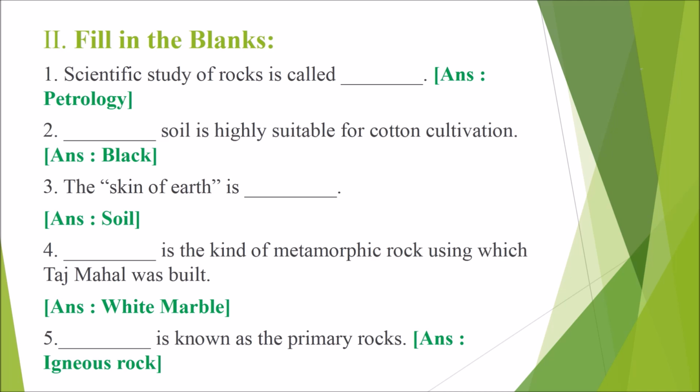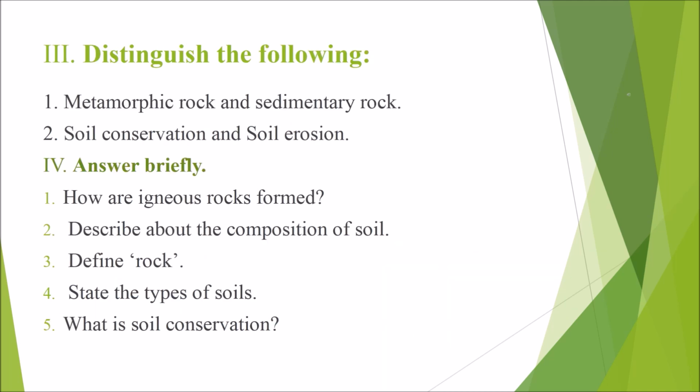Question number 3. The skin of earth is dash. Answer is soil. Question number 4. Dash is the kind of metamorphic rock using which Taj Mahal was built. Answer, white marble. Question number 5. Dash is known as the primary rocks. Answer is igneous rocks. Roman letter 3. Distinguish the following. Question number 1. Metamorphic rock and sedimentary rock. Question number 2. Soil conservation and soil erosion.